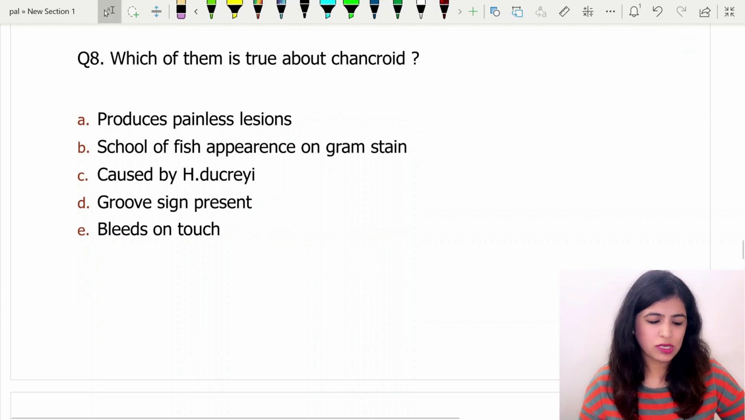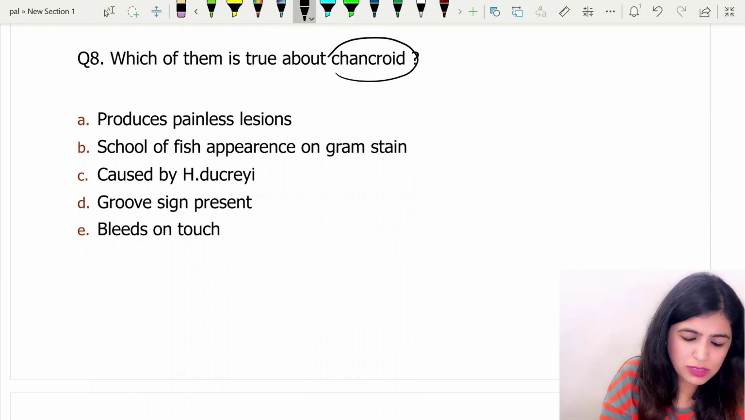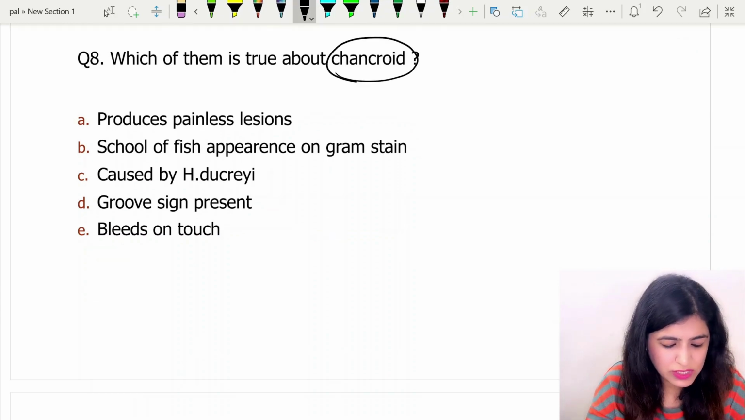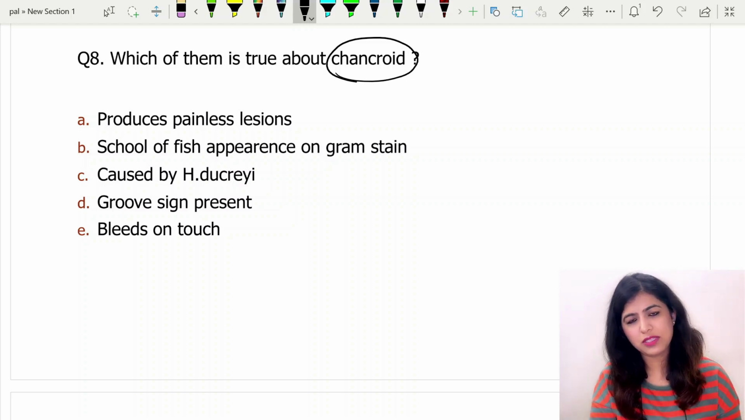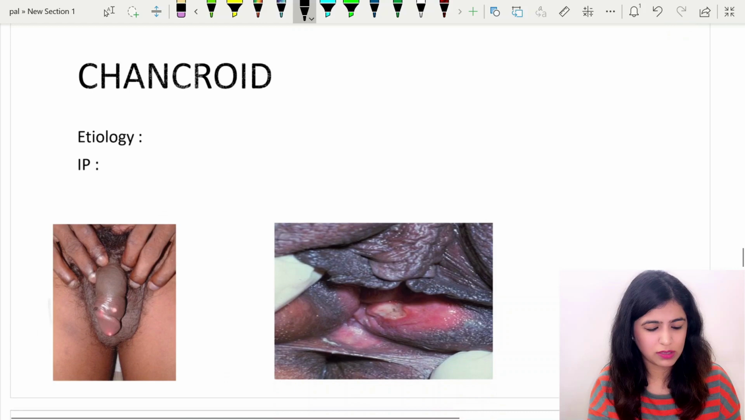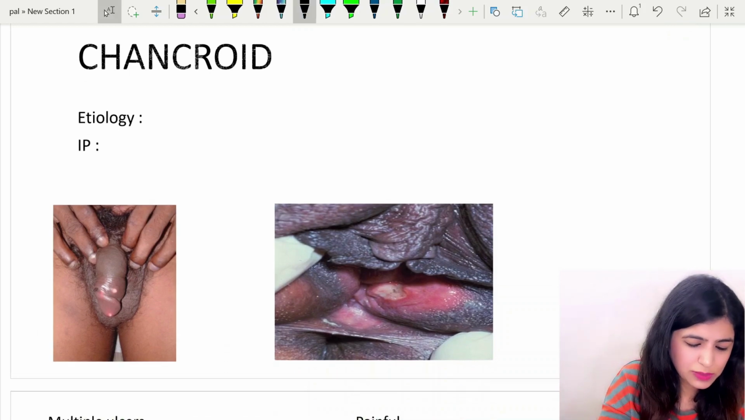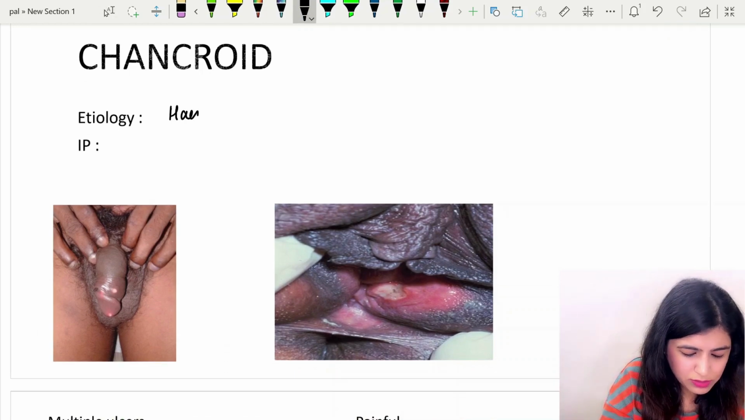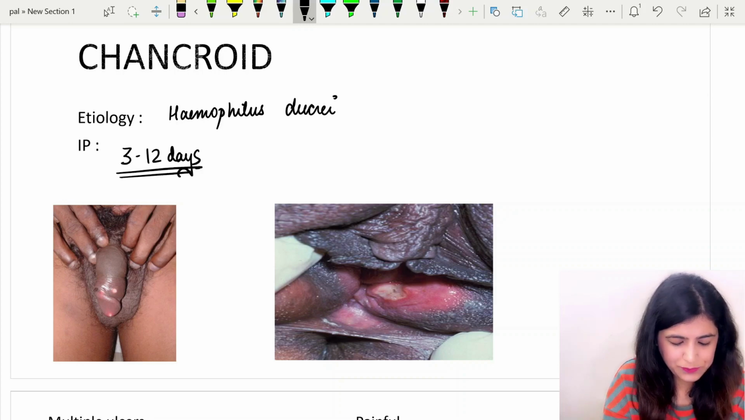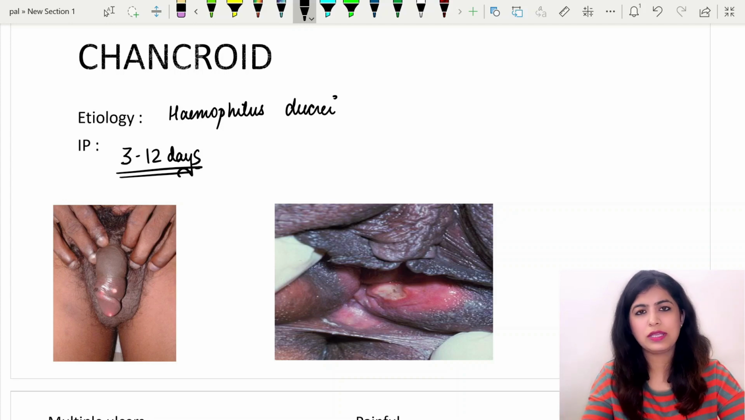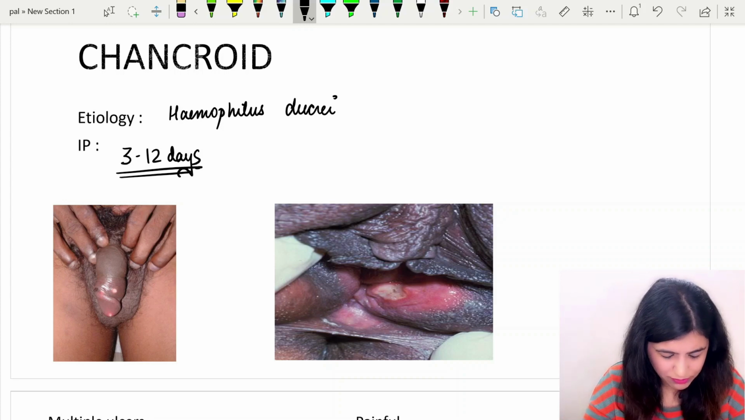Then we move to question number 8. Another question about a genital ulcer. Which of them is true about chancroid? Before we attempt this question, let me discuss chancroid with you. What is the etiology? Etiology is a bacteria called Haemophilus ducreyi. Incubation period 3 to 12 days. Okay, so Haemophilus ducreyi, incubation period 3 to 12 days.